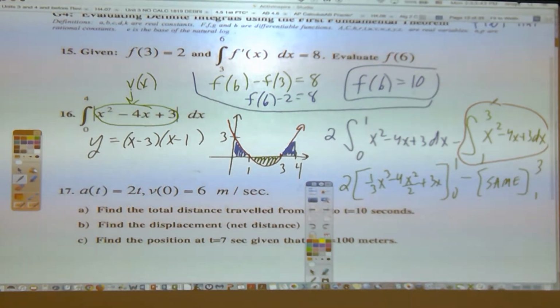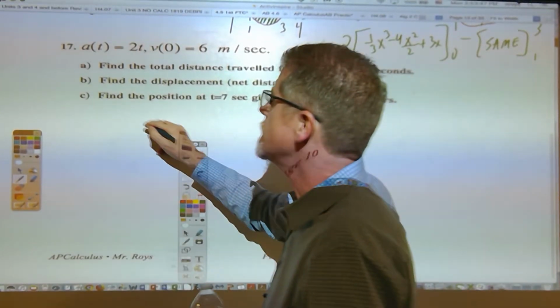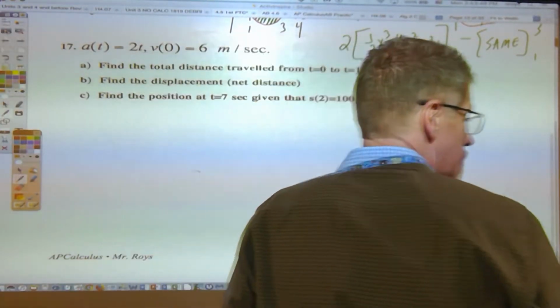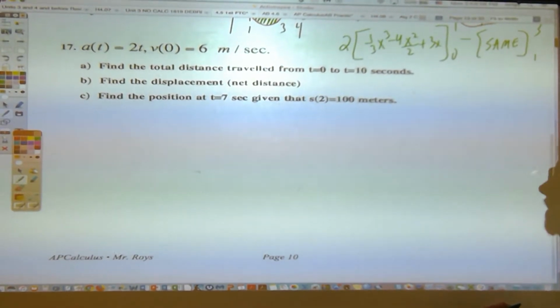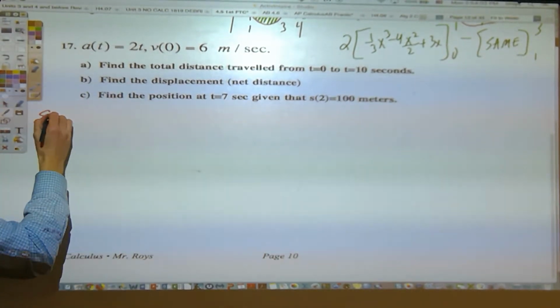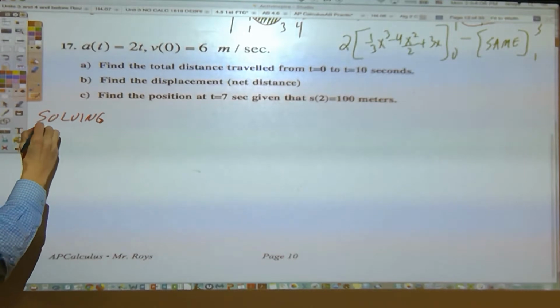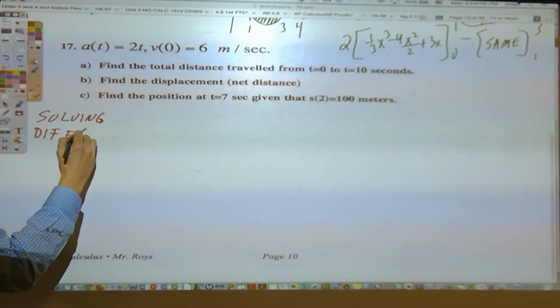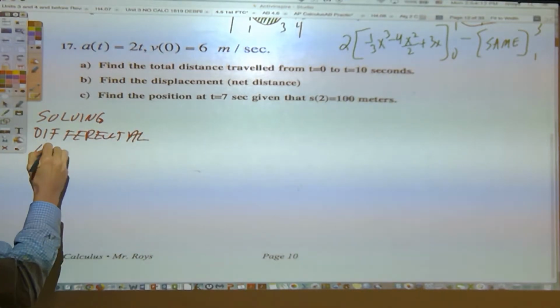And now for the new material. Here we go. Number 17. One example, but it's the first example of a major theme in the course, and it's called solving differential equations. All caps. Don't let that alarm you. Solving differential equations.